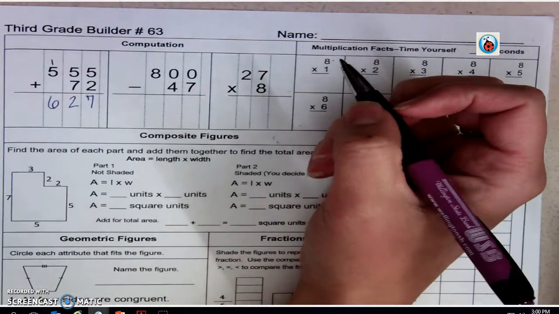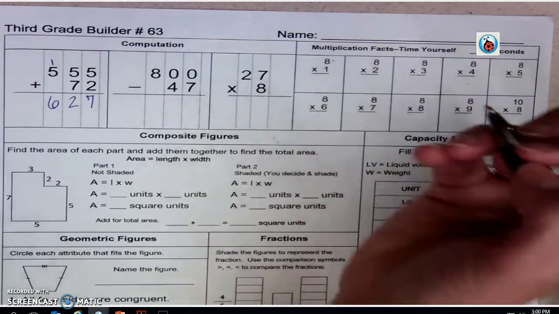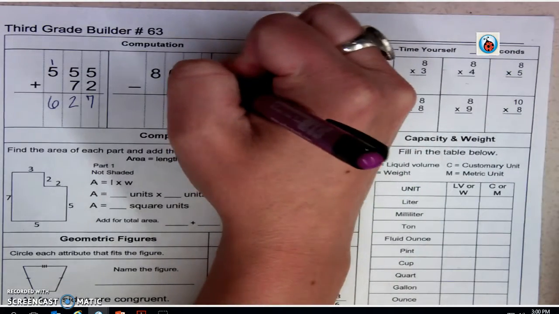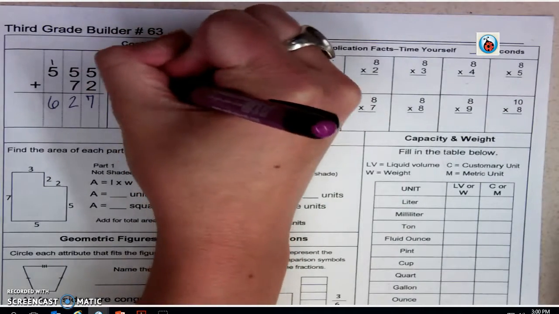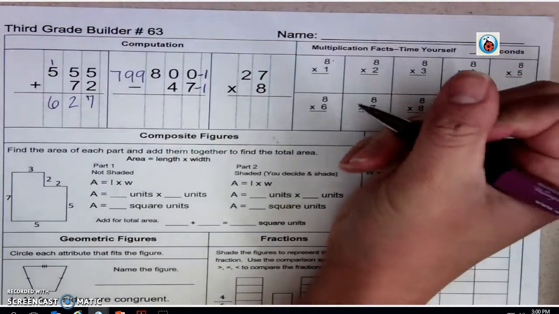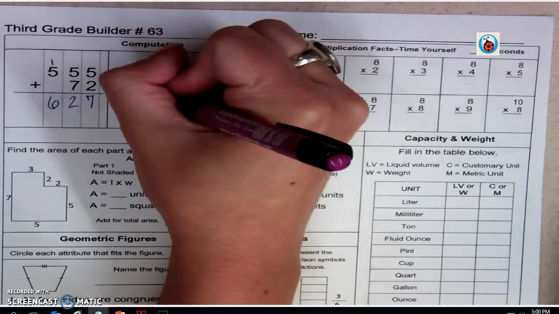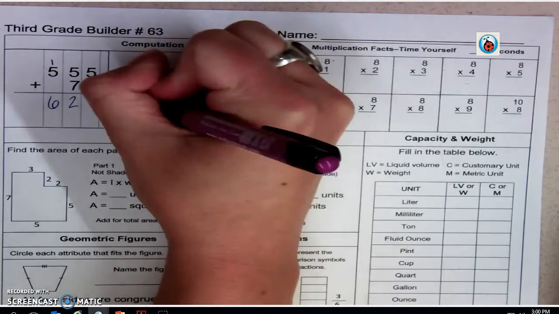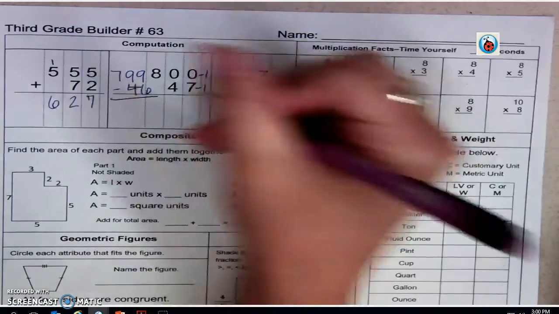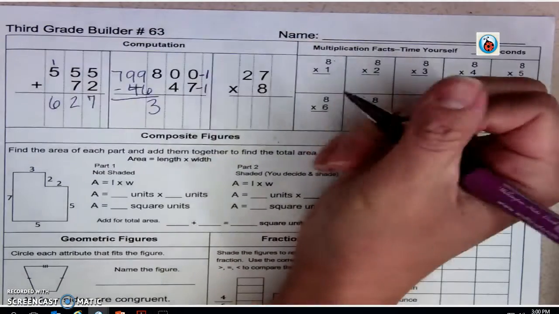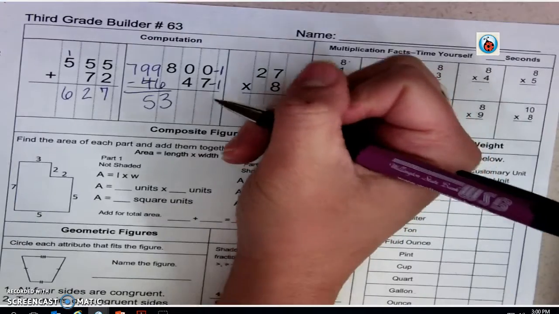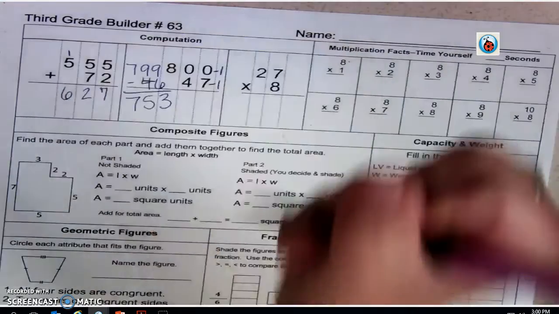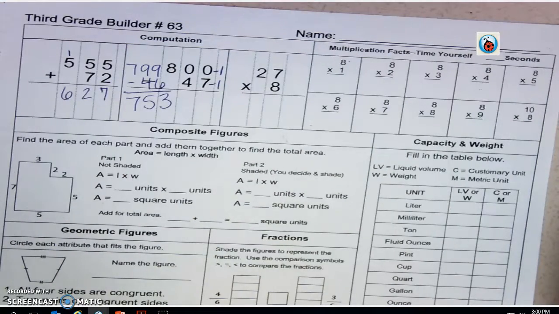Your next one is 800 minus 47. We're going to make it easier on ourselves. We're going to subtract 1 from each number, so that becomes 799, and it becomes 46. So 9 minus 6 is 3, 9 minus 4 is 5, and 7 minus 0 is 7. So your answer is 753.